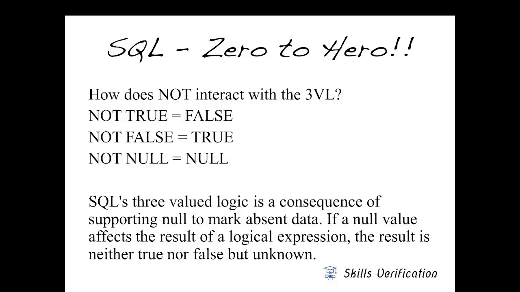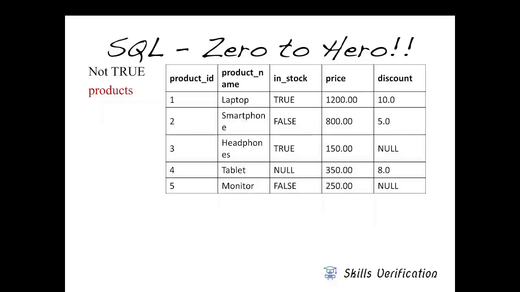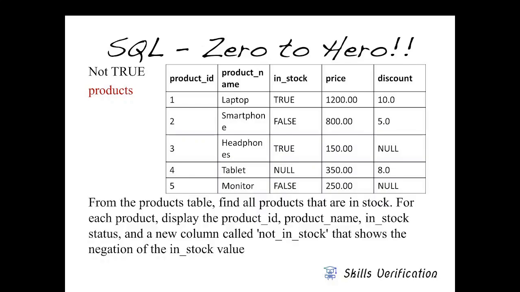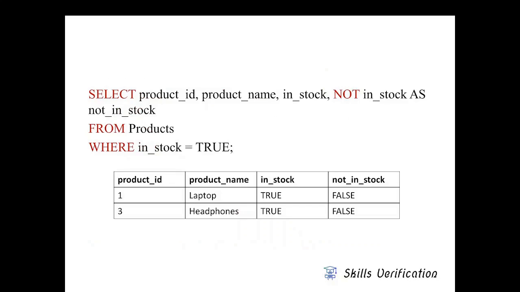Let's demonstrate this with our products table. If you were asked, from the products table, find all products that are in stock. For each product, display the product ID, product name, in-stock status, and a new column called Not in Stock that shows the negation of the in-stock value. In our output data, you'll notice that we selected products with in-stock values that were true, and we negated those values with the not operator to display their opposites in the new column named Not in Stock.